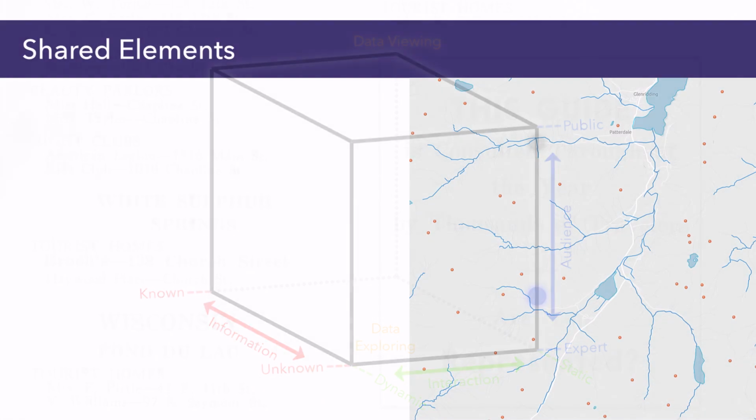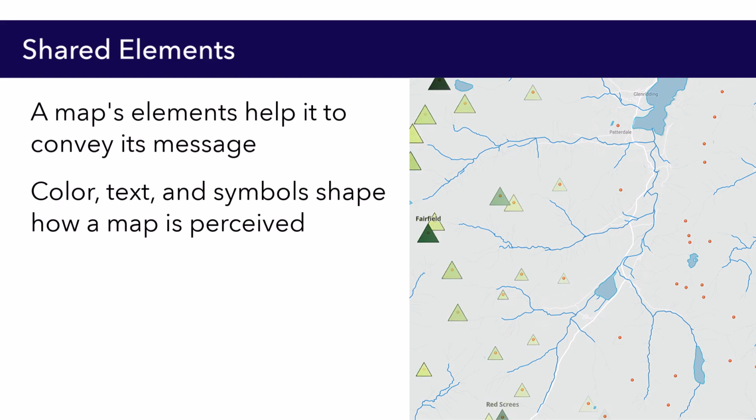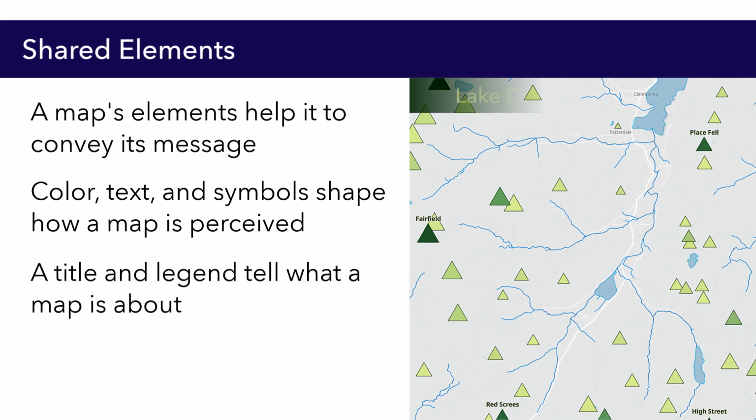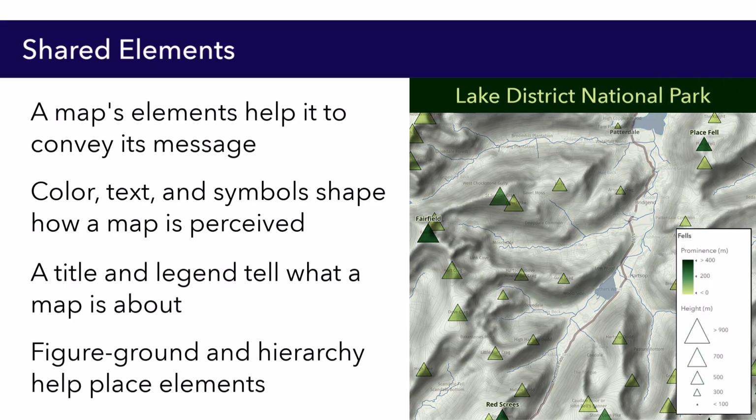However, wherever a map falls in the cartographic cube, the construction of the map is likely to share elements with other maps in other parts of the cube. For example, the use of color, text, and symbols all shape how maps are viewed and understood. Titles and legends are key to conveying what a map is about. Essential design principles like figure ground and hierarchical organization are used to place elements in ways that help convey important messages.